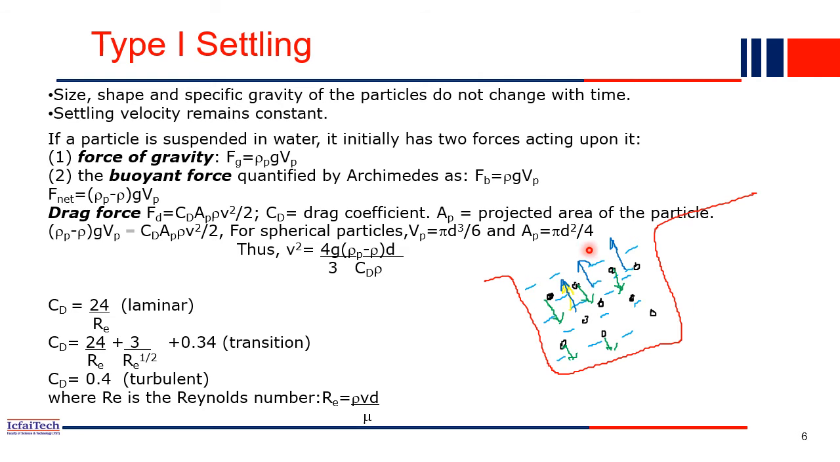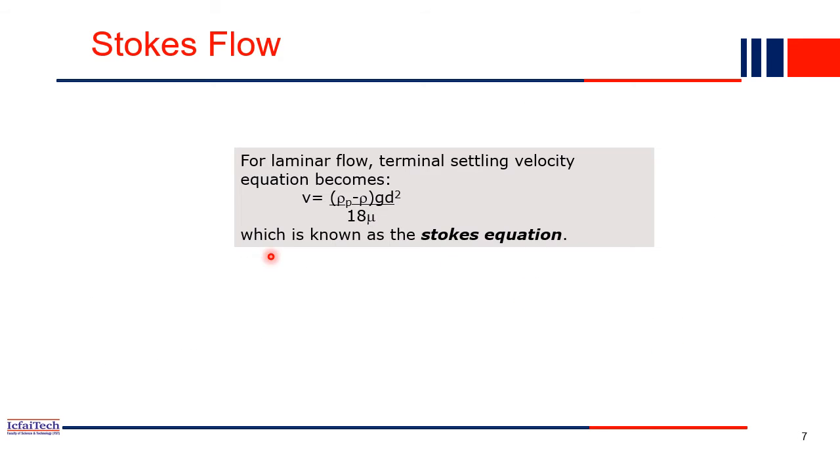To find the dimensions of the sedimentation tank, we need to find the velocity, like the particle velocity and the settling velocity. All these things we have to compute. Using this expression, we can compute the settling velocity. For laminar flow, take the CD value we discussed earlier and plug it in, and you will get the simplified expression.